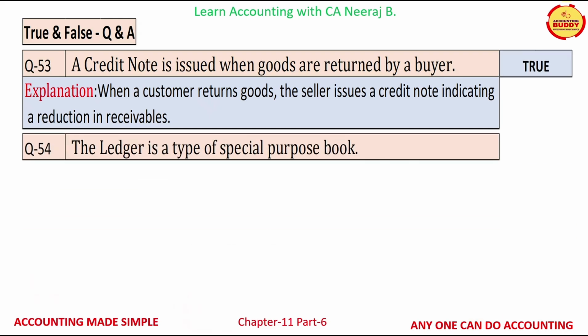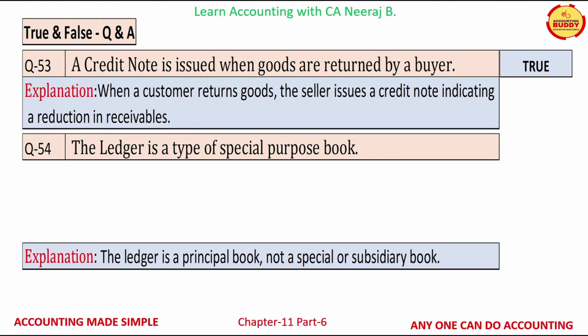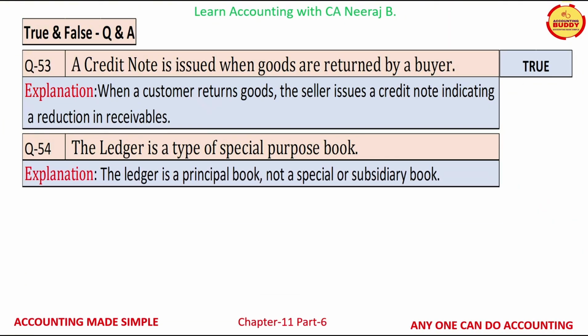Question number 54: the ledger is a type of special purpose book. The fact is, the ledger is a principal book, not a special or a subsidiary book. Therefore, it is a false statement.